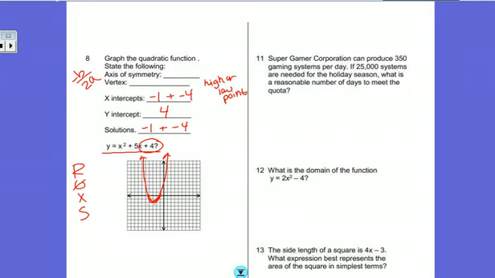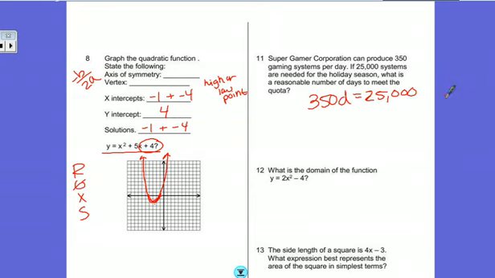11. Super Gamer Corporation can produce 350 gaming systems per day. If 25,000 systems are needed for the holiday season, what is a reasonable number of days to meet the quota? So we can write an equation. It's 350 per day, and it needs to be 25,000. Oh, wrong comma, I'm sorry, 25,000, not 2,500.